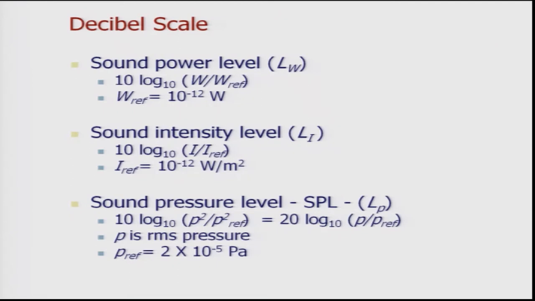If we are interested in sound power level, it is designated as LW. This is the symbol: L is level, W means watts. So, what is LW? It is equal to 10 log W divided by reference W. What is W? Suppose there is a sound source and it is emitting 5 watts of power. So, W will be 5, and then we divide it by a reference value.